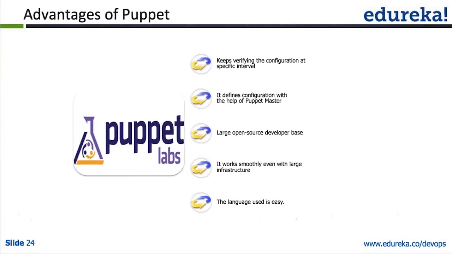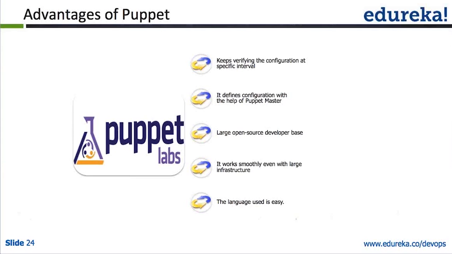So these are some of the advantages of having Puppet. It keeps verifying the config at specific intervals, and of course you can define that. You can have your own cron jobs running on your node machines to pull the data from your master server. You can even run it every few minutes, just in case you make frequent config changes on your master server. It defines configuration with the help of Puppet Master.